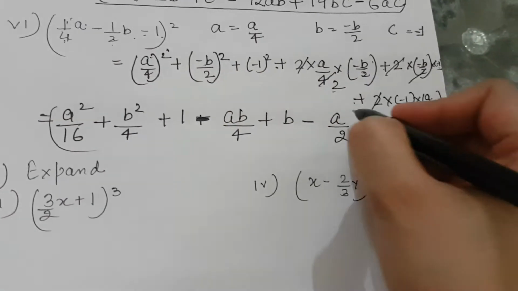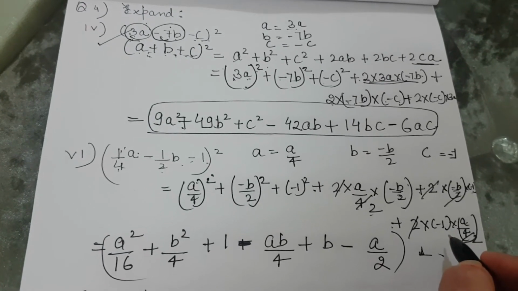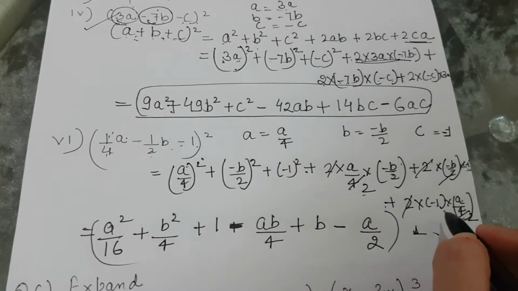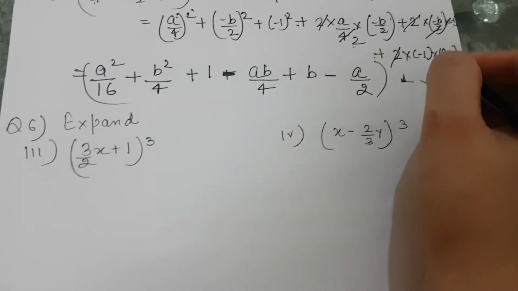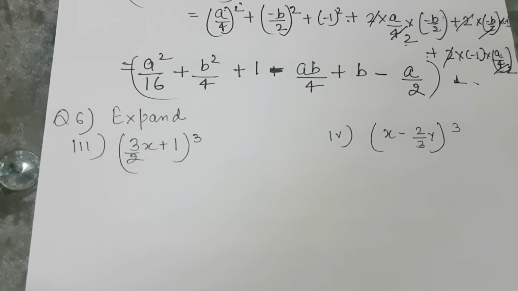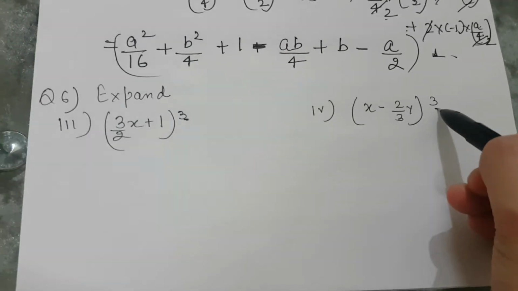So this is the answer. So two parts I did of question number 4 also, the expansion of the identity of (a + b + c) whole square. Now come to the sixth question. This question is also about the expansion of an identity. You can see here the cubic one.